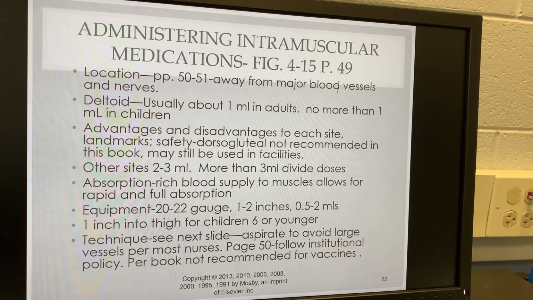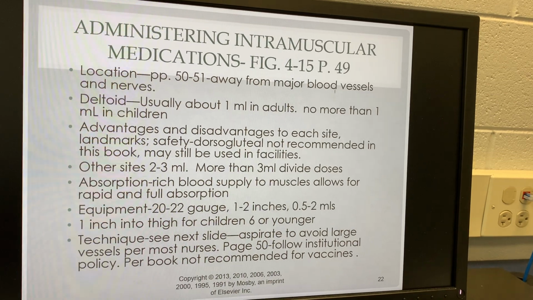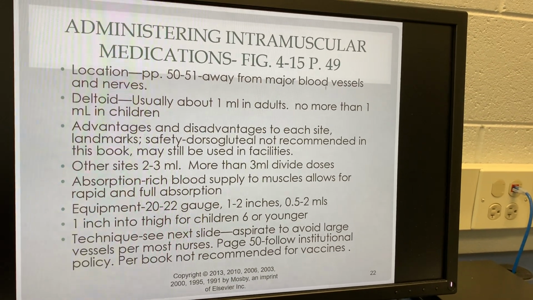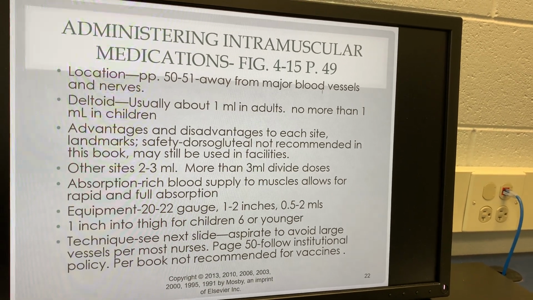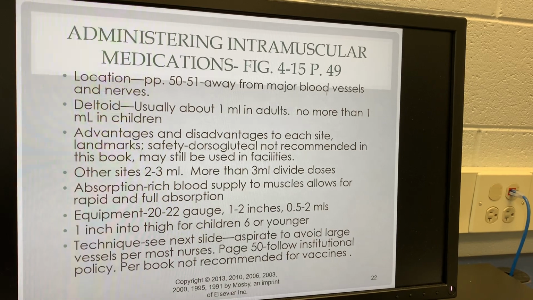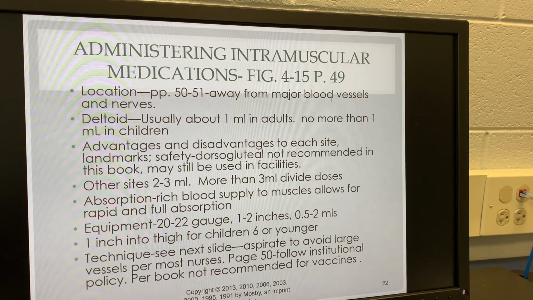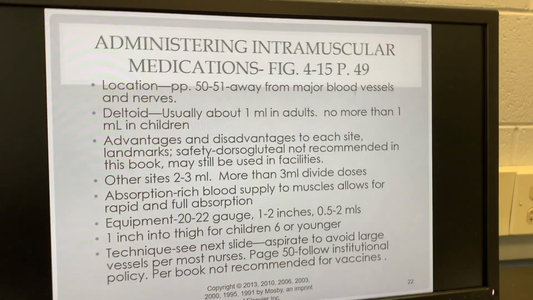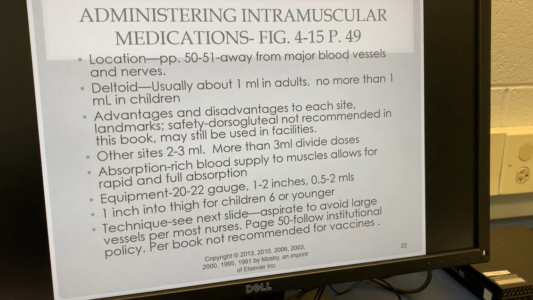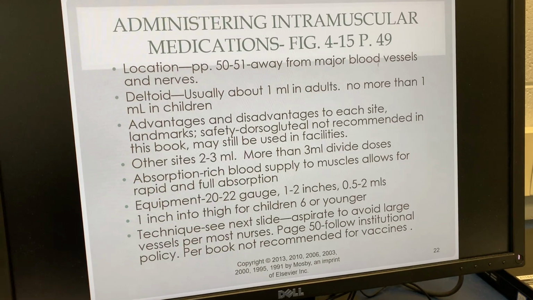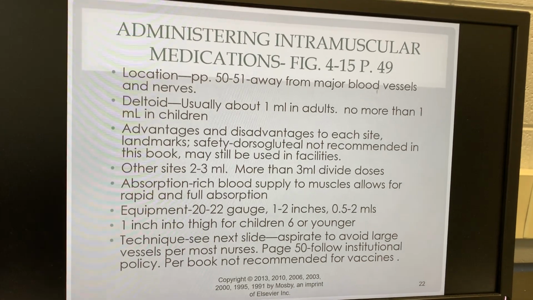When a child becomes old enough that you can give him a deltoid injection, an injection in the upper arm, and usually they're 10 before they can get a small intramuscular injection in their arm, you only use 1 mil. There are advantages and disadvantages to each site, and it's very important that you use the landmarks that you are taught. And in your book, on pages 50 and 51, you can see those landmarks, and of course we will cover that in injection lab.